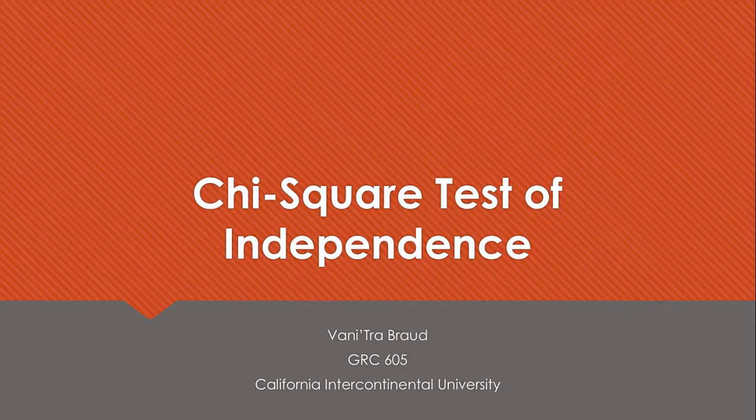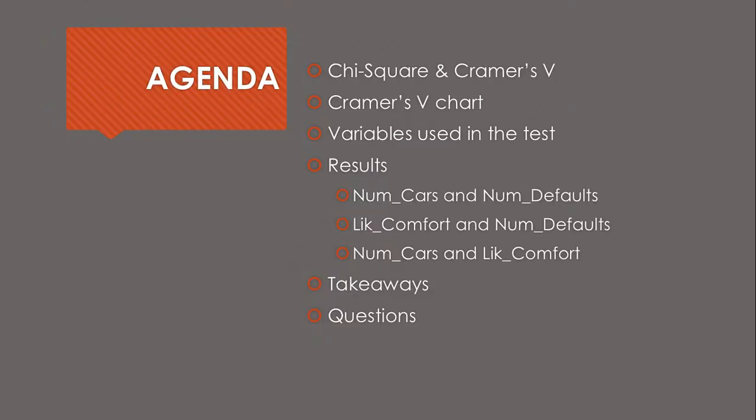We'll be taking a look at the chi-square test of independence. So, the agenda for the topic at hand is pretty simple. We'll look at chi-square and Cramer's V. And then we'll also dig a little into Cramer's V chart. Then we'll be looking at the variables used in the test. And then we'll look at the results for each of the tests we ran, those three you see there. We'll then talk about some takeaways from this whole presentation. And at the end, you can ask me any questions you have by leaving a comment or question below the video.